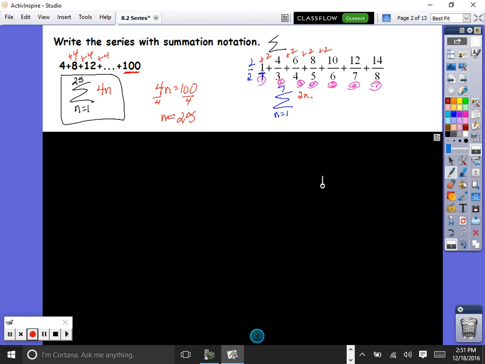Is 2 times 1, 2? Is 2 times 2, 4? 2 times 3, 6. 2 times 4, 8. And it is working for my numerator.